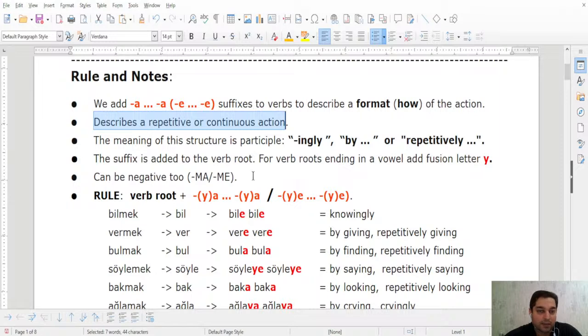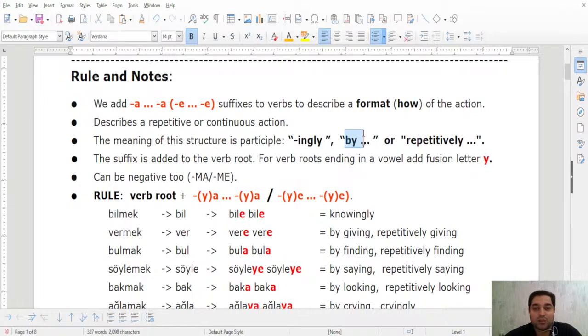That's how we add it. The meaning of the structure overall will be what? If you think about English, knowingly, unknowingly, seemingly, and so on, that's exactly what it would mean. The ing, ly, this English suffix, is probably the closest meaning of this pair.